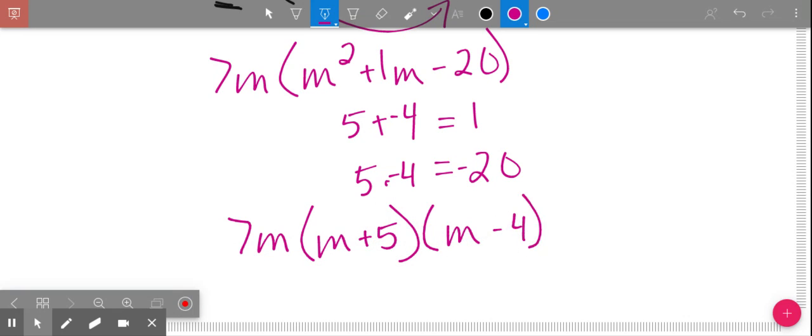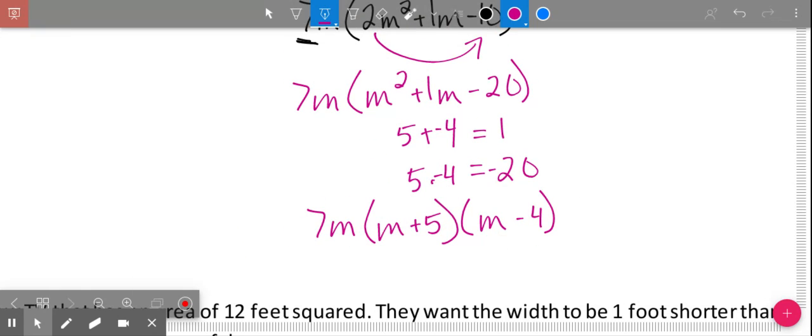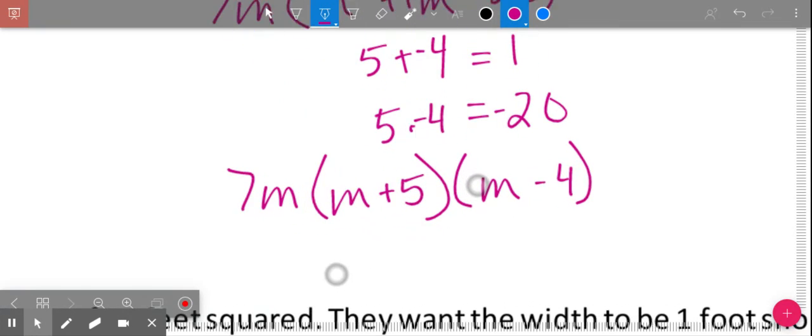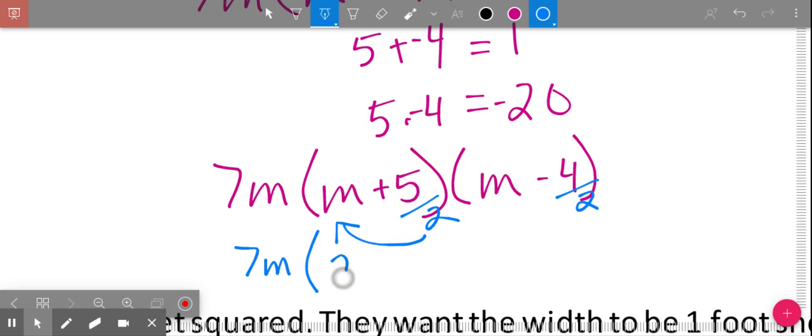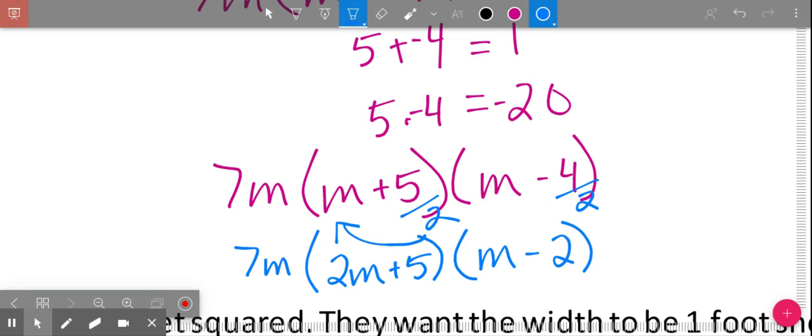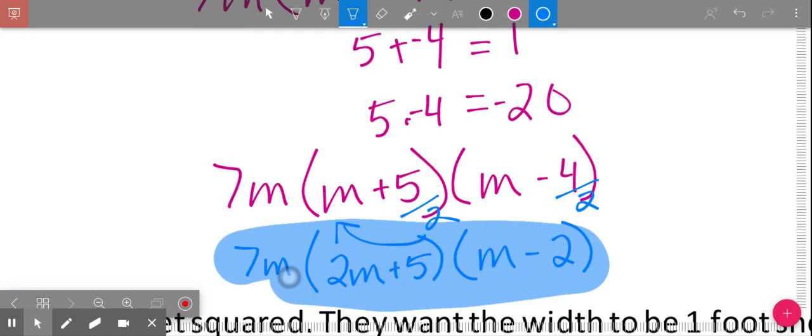Now, that feels like a good spot to stop, but unfortunately we can't. We have to divide. If you slide with a number, you have to divide it back out. The 7m just hangs out front. 5 over 2 doesn't reduce, so we're going to swing that 2 up front. So I have 2m plus 5. Now 4 over 2 does reduce, so I'll have m minus 2. And that right there is going to be my final answer.